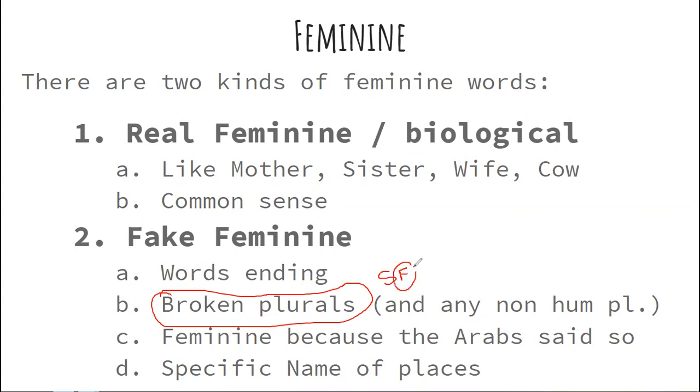So it's feminine. It's not actually feminine, but they are treating this word as feminine. So it's a fake feminine. Okay, so now we're going to study what is feminine because Arabs said so. We're going to learn it separately, specifically names of places, like Makkah. They will treat Makkah as feminine. Medina, names of places, they consider them as feminine.